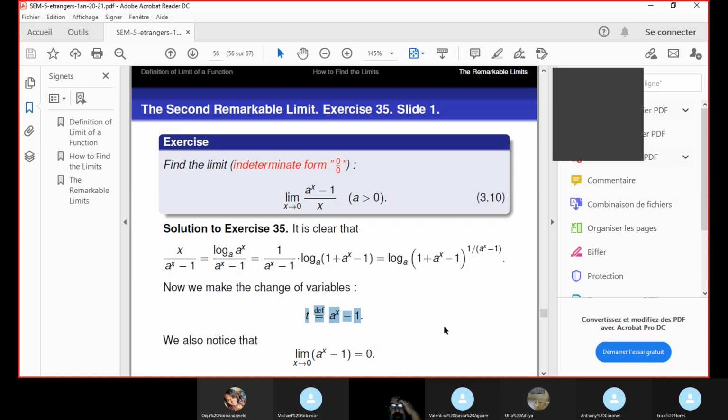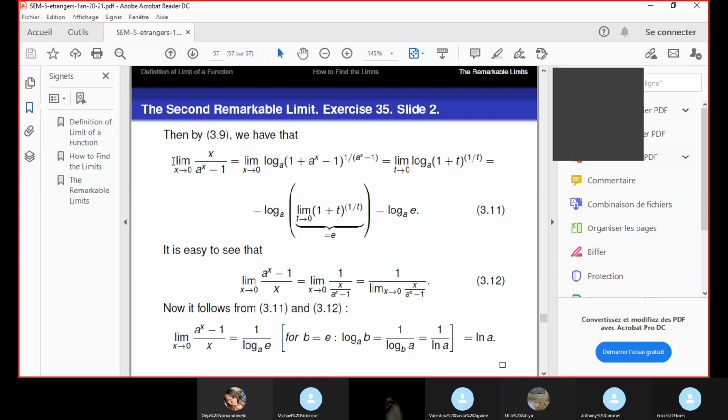So now, what do we have? We have that our limit, as x goes to 0, of this fraction, x over a to the power x minus 1, is the limit of this sophisticated form, but in terms of our new variable t, it will be, as t goes to 0, of log to the base a of this term, 1 plus t to the power 1 over t.